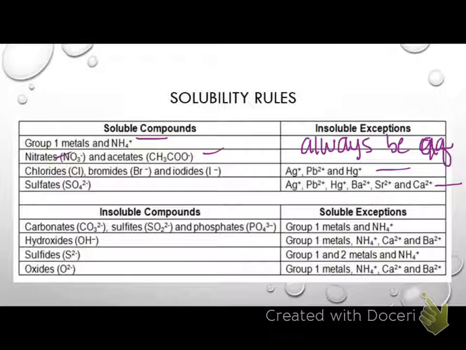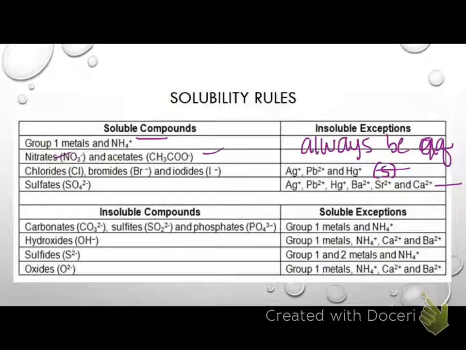Okay? If you have chlorides, bromides, or iodides, you would write AQ unless it's with one of these, silver, mercury, or lead. Then you would write an S behind it, because if it joins up with one of those things, it's going to make a solid. Okay? Same thing for sulfates, chlorides, and all those.